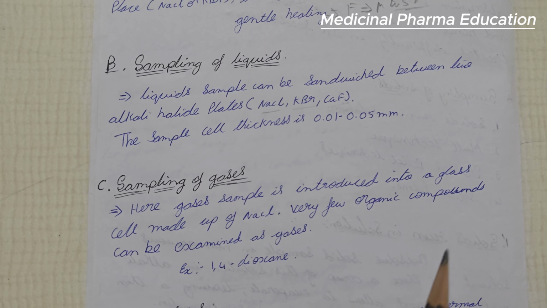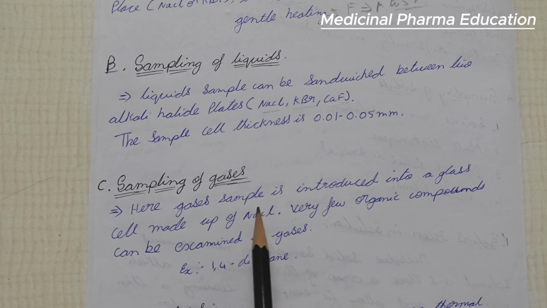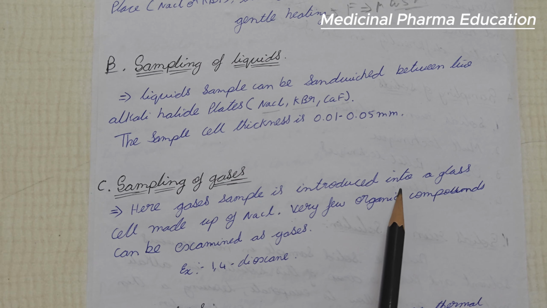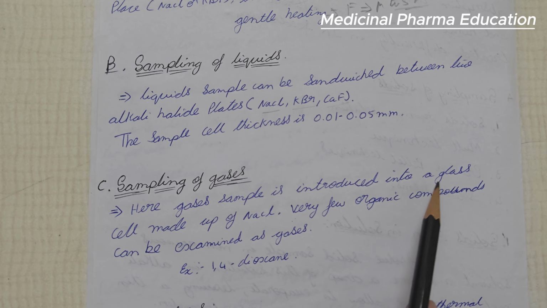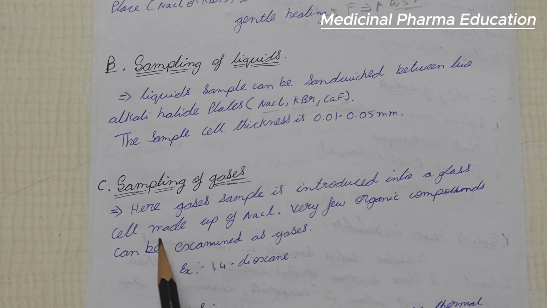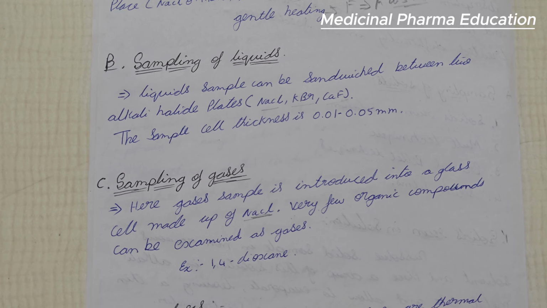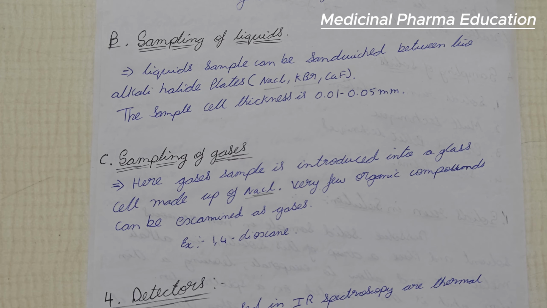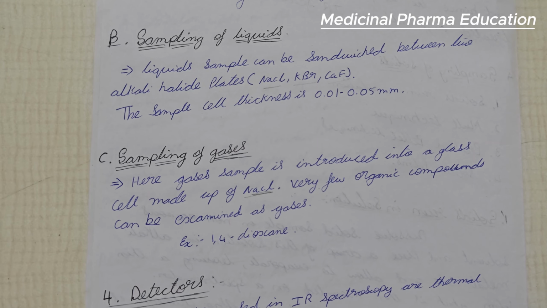Next, sample handling of gases. Here gas samples are introduced into a glass cell made up of NaCl. Very few organic compounds can be examined as gases, for example 1,4-dioxane. I think you understood the sampling and why we require the sampling.